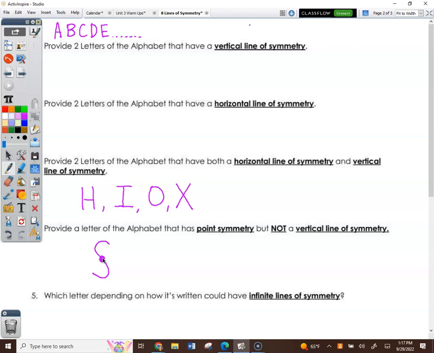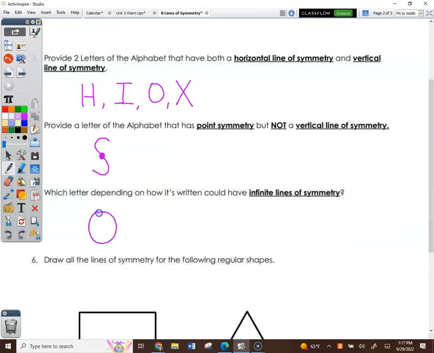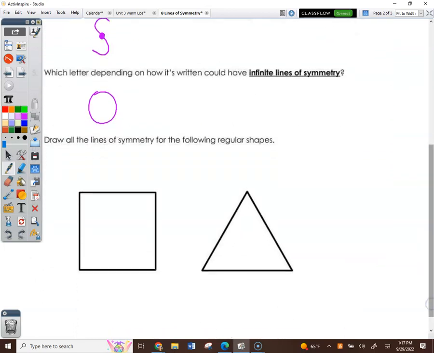What letter has infinite lines of symmetry?